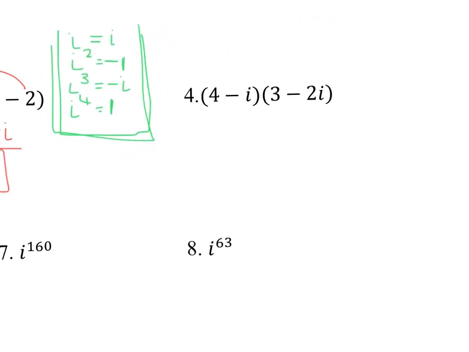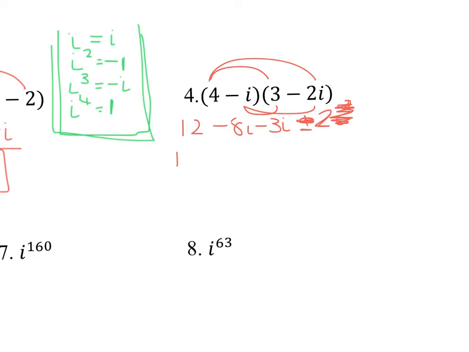If I look at number 4, I'm going to double distribute or FOIL, depending which word you like. So 4 times 3 is 12, and 4 times negative 2i is negative 8i. Then negative i times 3 is negative 3i. And negative i times negative 2i is positive 2i squared. Whenever I see i squared, I know it means negative 1, so I just cross it out and change that sign. So now I have 12 minus 8i minus 3i minus 2.